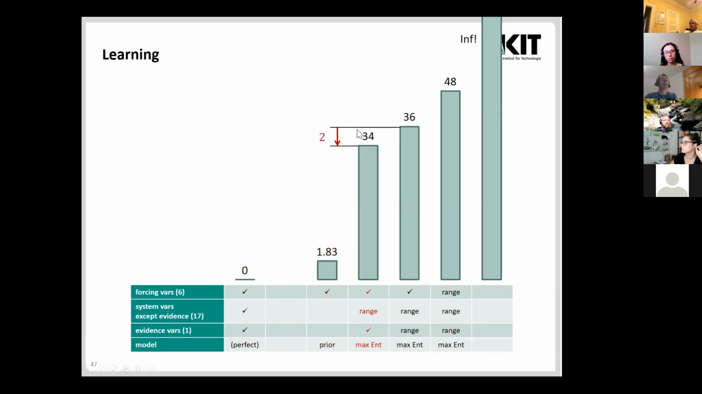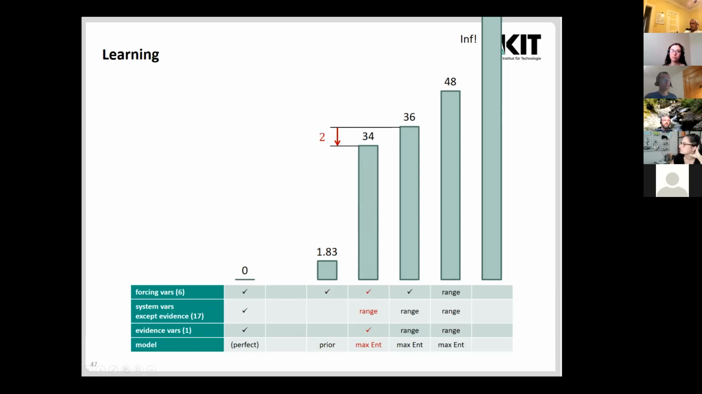Nevertheless, before I start training the model, I'm also adding the evidence. Yeah. So I'm again taking 2 bits away of the uncertainty about the entire system. So now I'm down to 34. And if I could perfectly train my model, I should come down to 0.